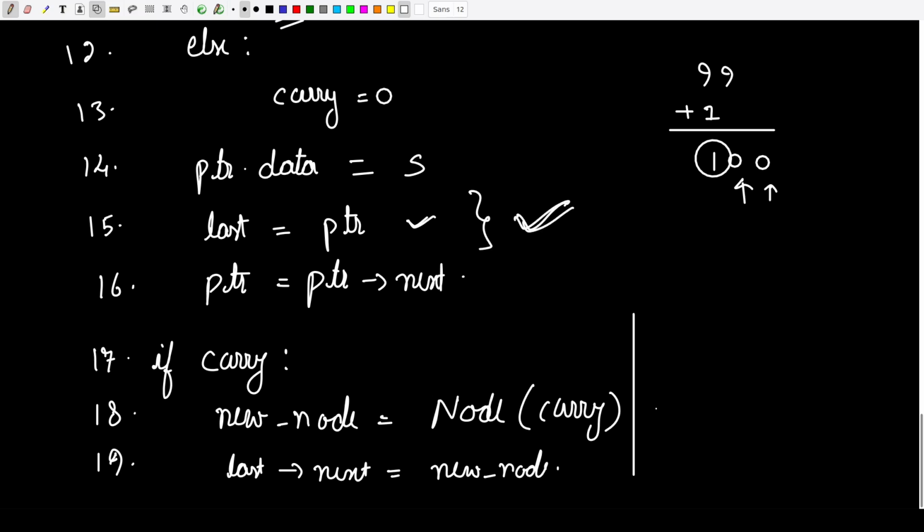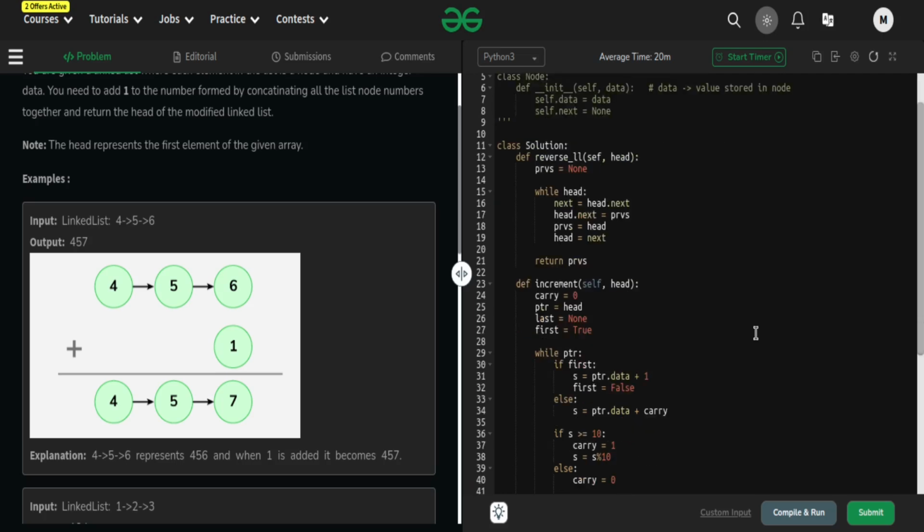And then towards the end, all we have to do is return the head of the linked list. And in this way, we will be able to increase the linked list by 1. So that's the entire code, folks. Now let us see how we have implemented this in Python and C++. So first, let us look at the Python implementation.